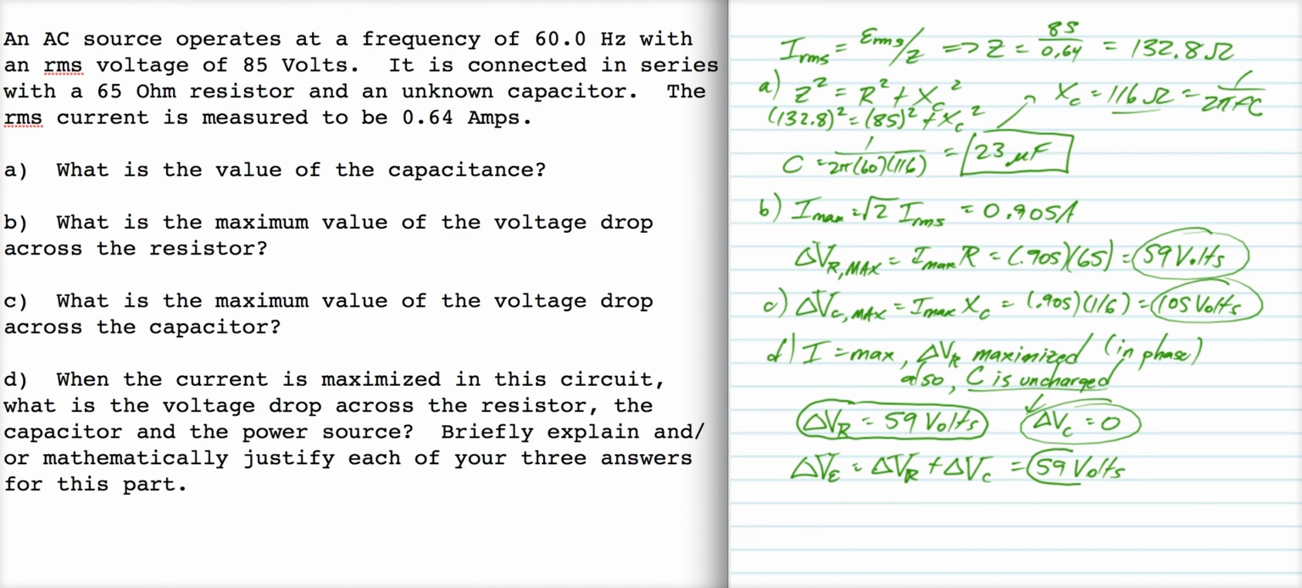Now remember, the loop rule works for a given instant. It doesn't work here, right? You can't add these two up because those maxima occur at different times. So the loop rule only applies in a given instant, like when the current is maximized or when the current is 0 or whatever. So in this case, we use the voltage drop across the resistor at that moment and the voltage drop across the capacitor at that moment, and we get 59 volts.